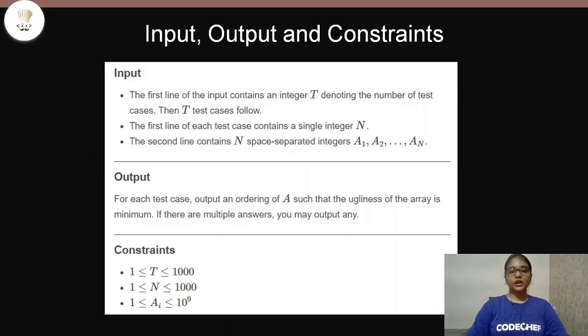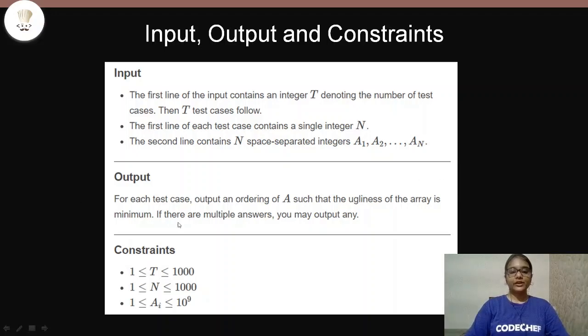Talking about the input, output and constraints, the first line of input will be the number of test cases, and then we need how many integers we'll have. That will be represented by an integer n, and then in the second line we'll have the integers that we need for our question.